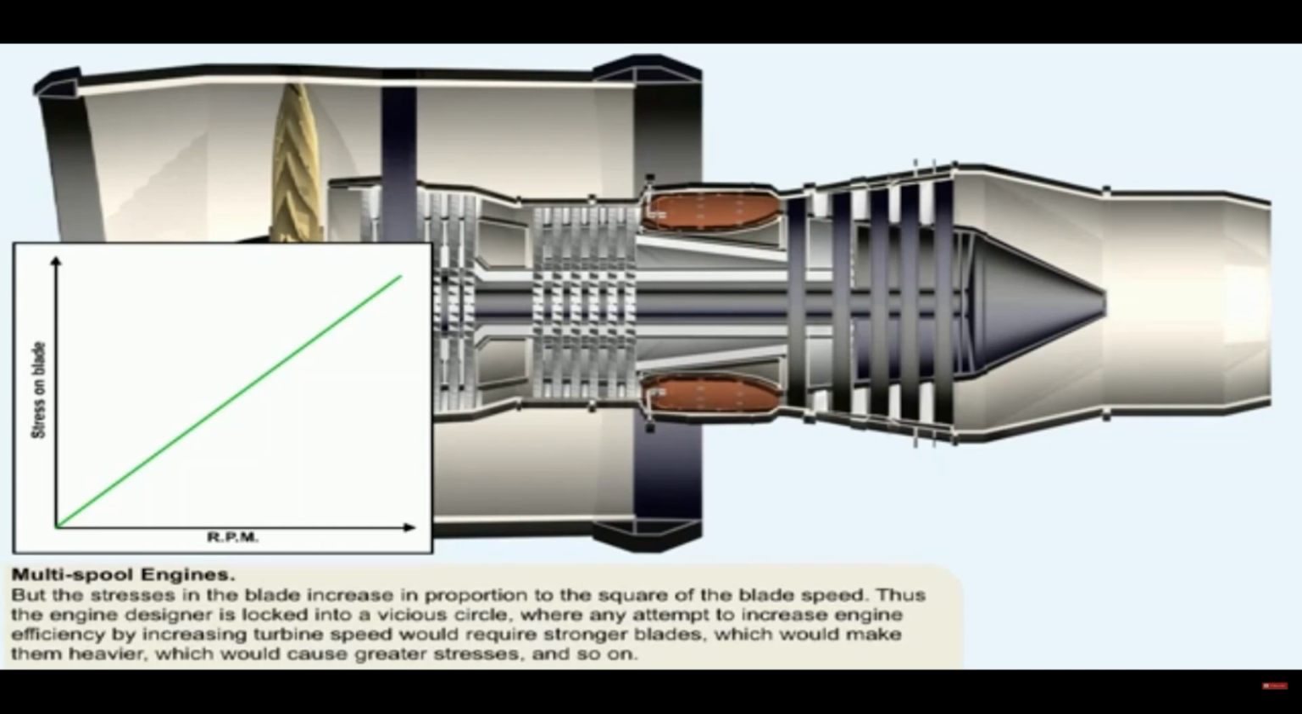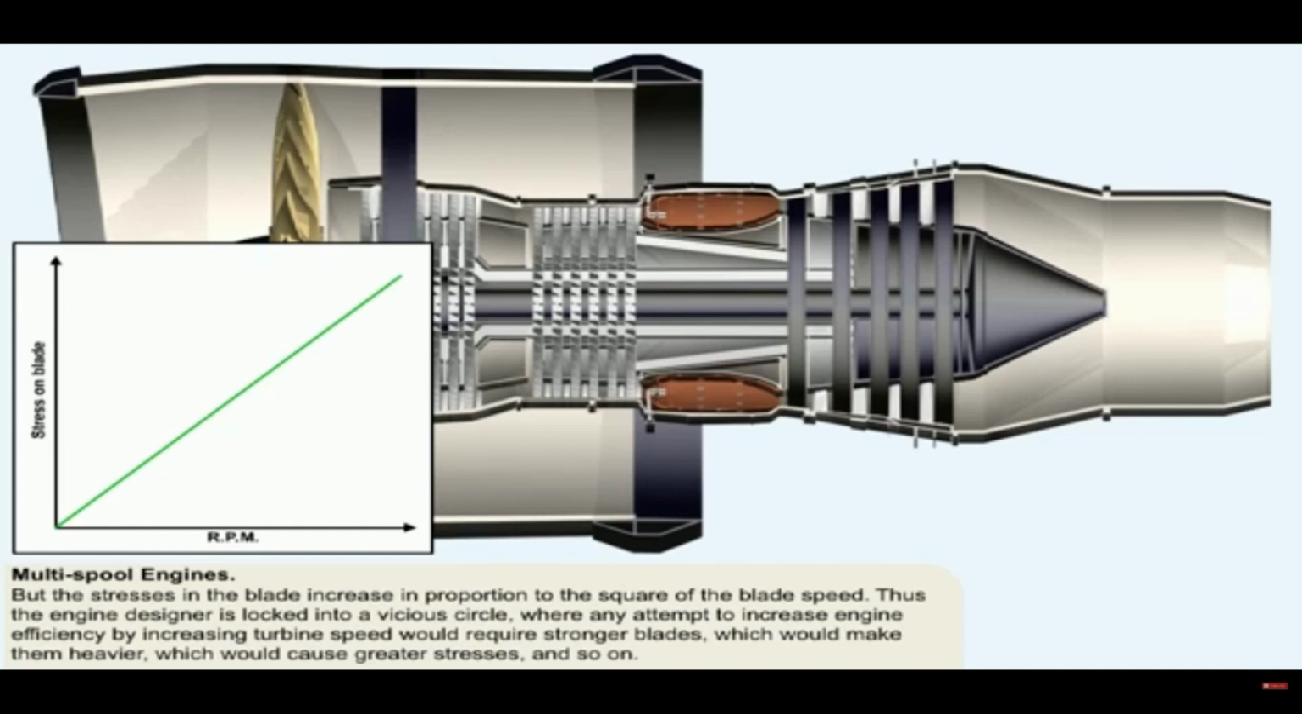It would seem then that the engine designer is locked into a vicious circle, where any attempt to increase engine efficiency by increasing turbine speed would require stronger blades. This would mean making them heavier, which would create greater stresses on them, and so on ad nauseum.